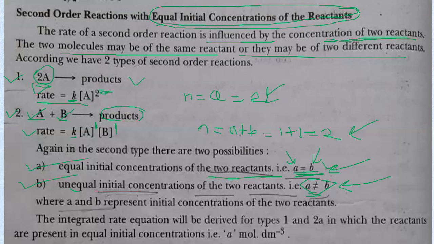Now see, where a and b are the initial concentrations of the two reactants, small a and small b. We are considering this now to solve the equation. This is the concentration of A, this is the concentration of B. The integrated rate equation will be derived for type 1 and type 2, in which the reactants are present in equal initial concentration.